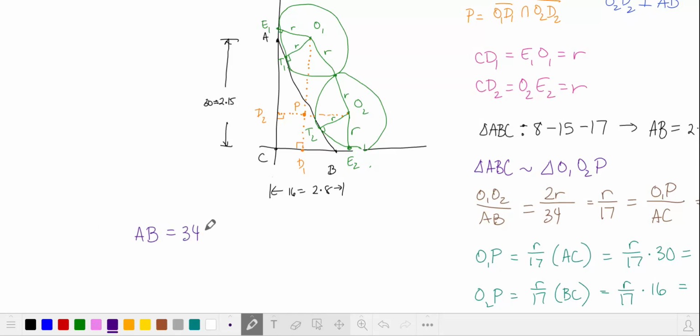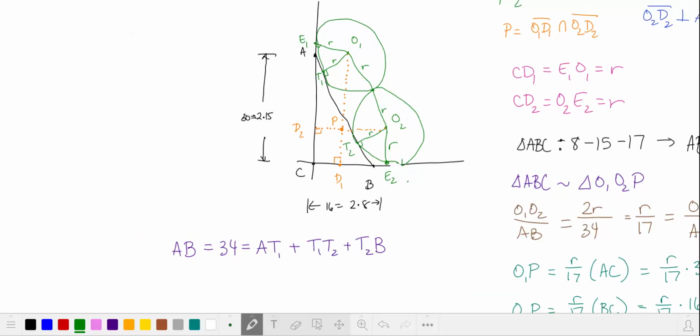Let's take a look at the length of AB, the hypotenuse of our triangle. Again, this has length 34, and we can sum up the distance from A to T1, T1 to T2, and then T2 to vertex B. If we take a closer look at circle O1, drawn a little more accurately here, we have A over here, and then it's drawn to tangent points E1 and T1. We'll let X be the distance of these common segments.